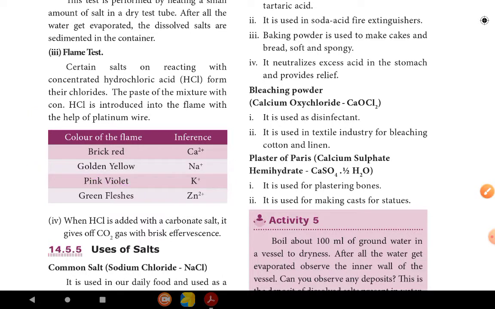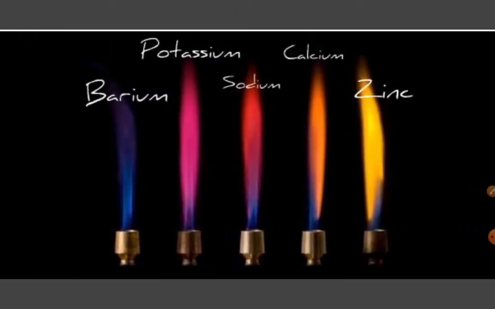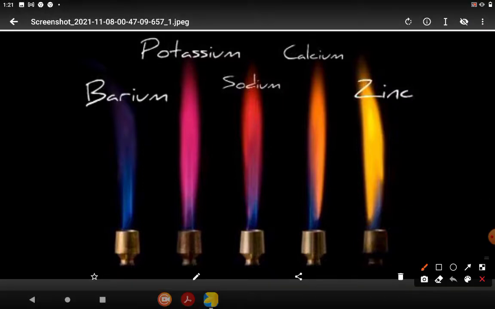So let me show you a picture of these flames. Okay, see this, children? See this picture? See the different colors? This is the color of the flame to identify the salts. See, if it is calcium salts, then you get this color, brick red color. And then you have the sodium, then you have the zinc, and then you have potassium, barium. See the colors, children. You can identify the color. So if you know the colors, then you can understand, oh, this is the salt.